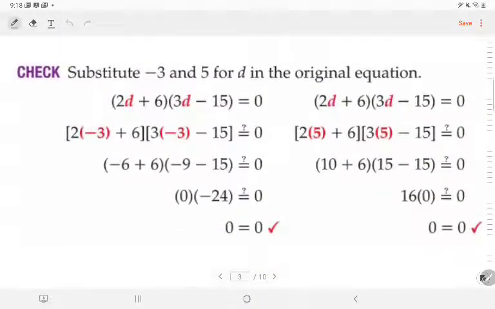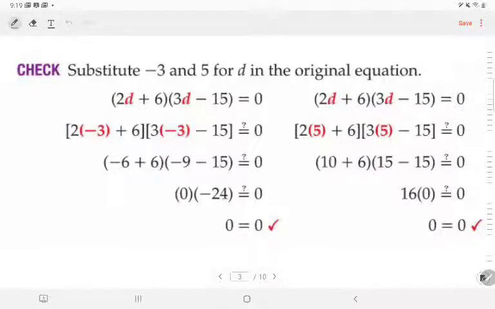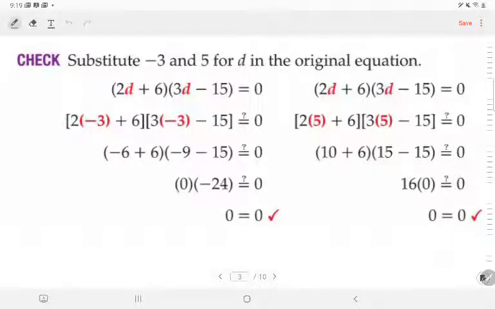And we could check that. We could substitute negative 3 and 5 for d in the original equation. Well, if I substitute negative 3 in each place there's a d, that would be 2 times negative 3, which is negative 6, plus 6, and that would be 3 times negative 3, which is negative 9, minus 15. Well, negative 6 plus 6 is 0. Negative 9 minus 15 is negative 24, and 0 times negative 24 is 0, so it checks.